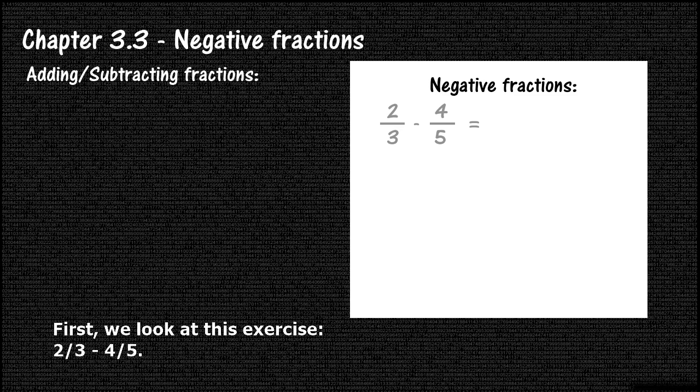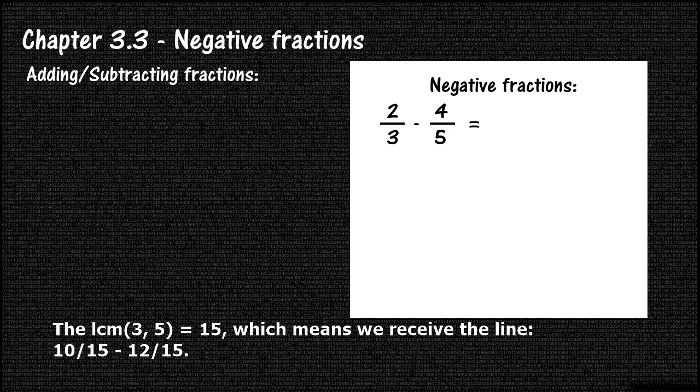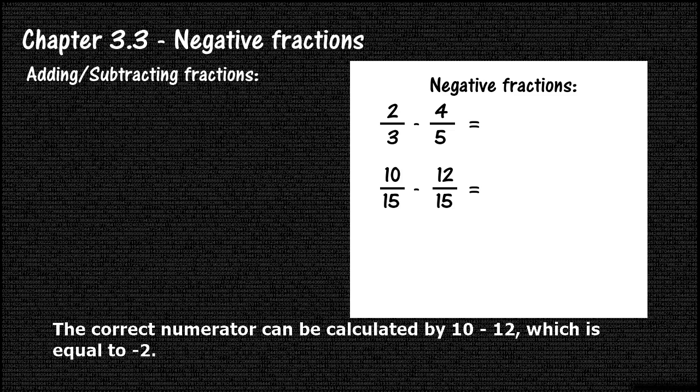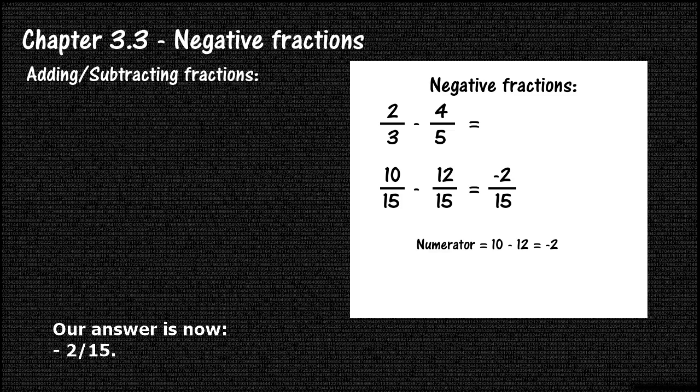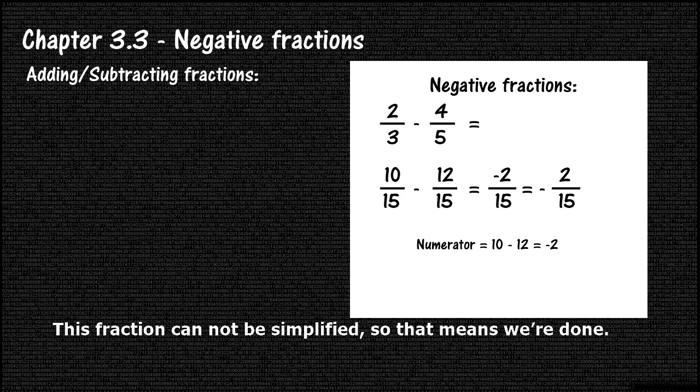First, we look at this exercise. 2 over 3 minus 4 over 5. First, we change the denominators. The LCM of 3 and 5 is 15, which means we receive the line 10 over 15 minus 12 over 15. The correct numerator can be calculated by 10 minus 12, which is equal to minus 2. Our answer is now minus 2 over 15. This fraction cannot be simplified, so that means we are done.